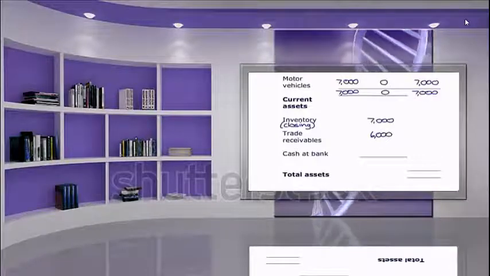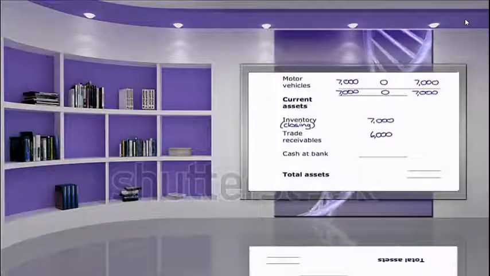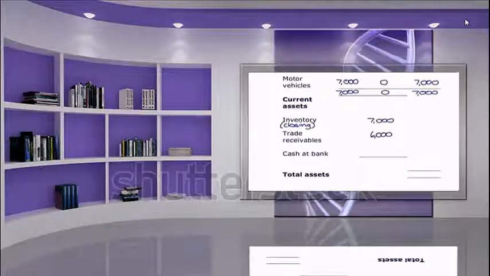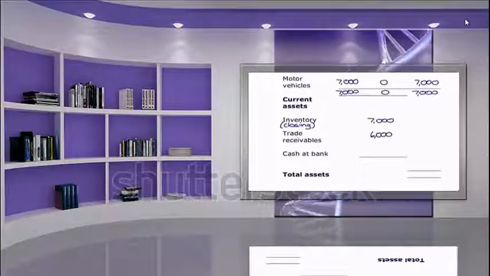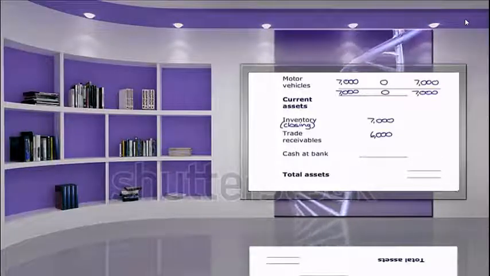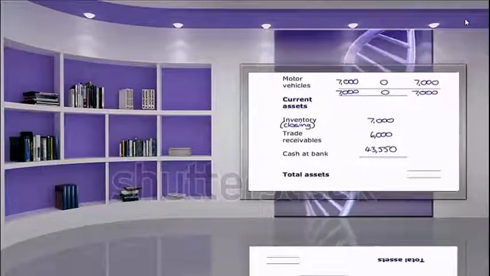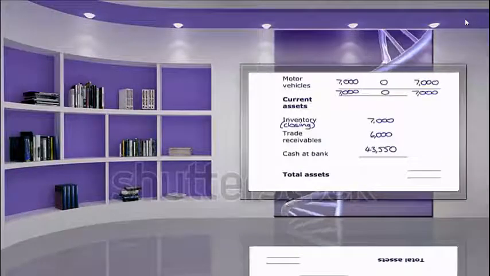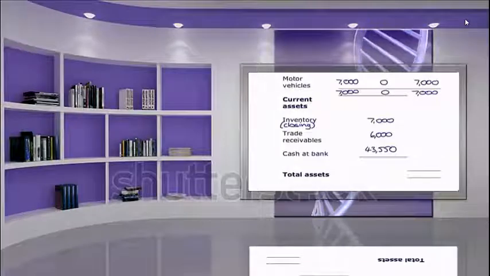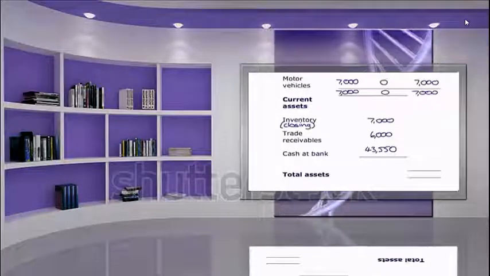Look back to your trial balance, you'll see $6,000 on the debit side for receivables, tick that off. We've then got cash at bank, and we said that was $43,550. It's an asset on the debit side. George has that money to spend in the business in the next accounting period.